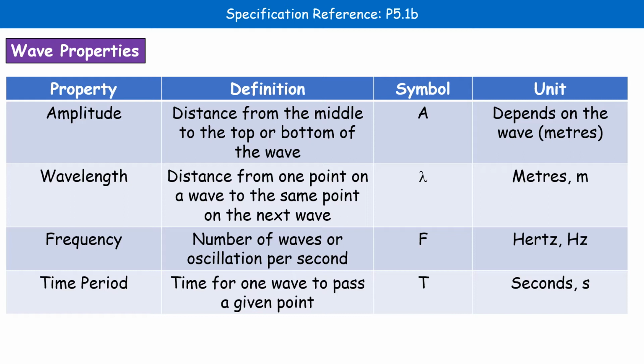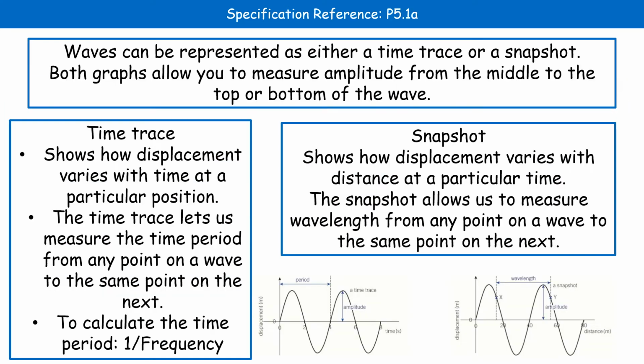Wavelength is next, the distance from one point on a wave to the identical point on the next. Easiest usually to mark this as peak to peak or trough to trough, but it could be any point on one wave to exactly the same point on the next. This is measured in meters. Your frequency is the number of waves or oscillations per second, and that's measured in hertz. And your time period is the time it takes for one wave to pass a given point. And because it's time, we measure in seconds.